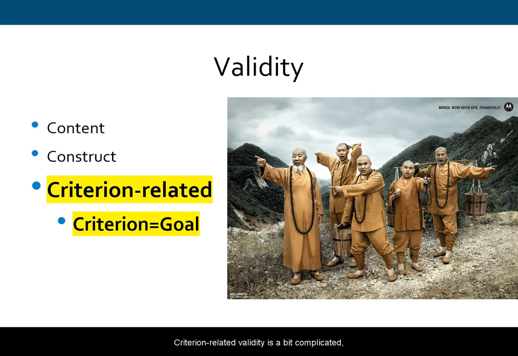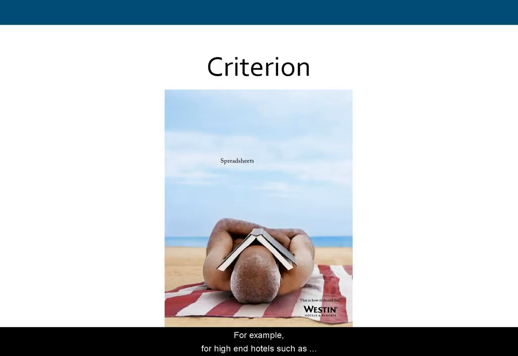Criterion-related validity is a little bit complicated, and I'll use a few more slides to explain. I'll first talk about what does criterion mean. Criterion means goal. So the first question you need to ask yourself before you even start your selection process is, what is your goal? For example, for high-end hotels such as the Westin Hotel, their goal for the selection process probably is to hire employees who can deliver exceptional customer service. So the goal here is to hire warm and friendly employees.